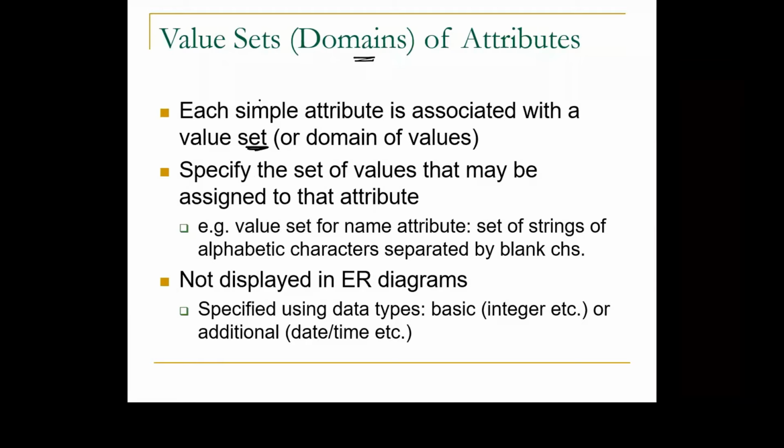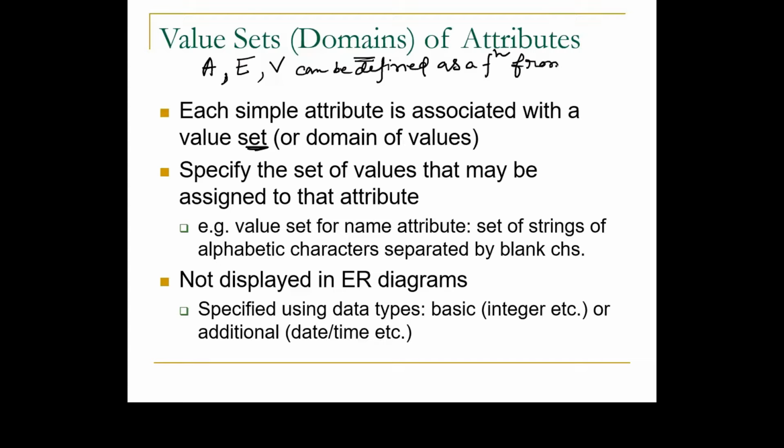Okay. So mathematically, an attribute A of entity type or entity set E whose value set is V can be defined as a function from E to the power set of V. That means we can write attribute A as a function from E to the power set of V.